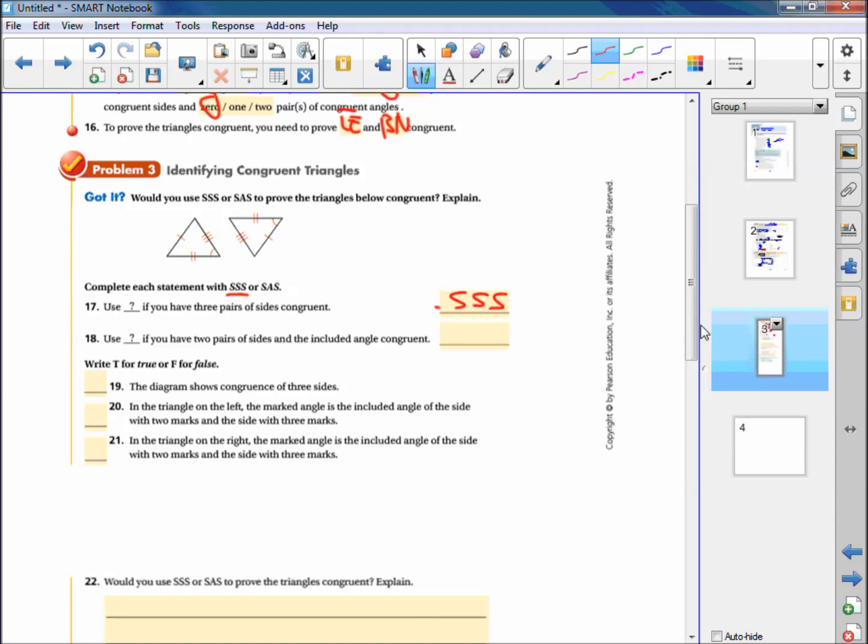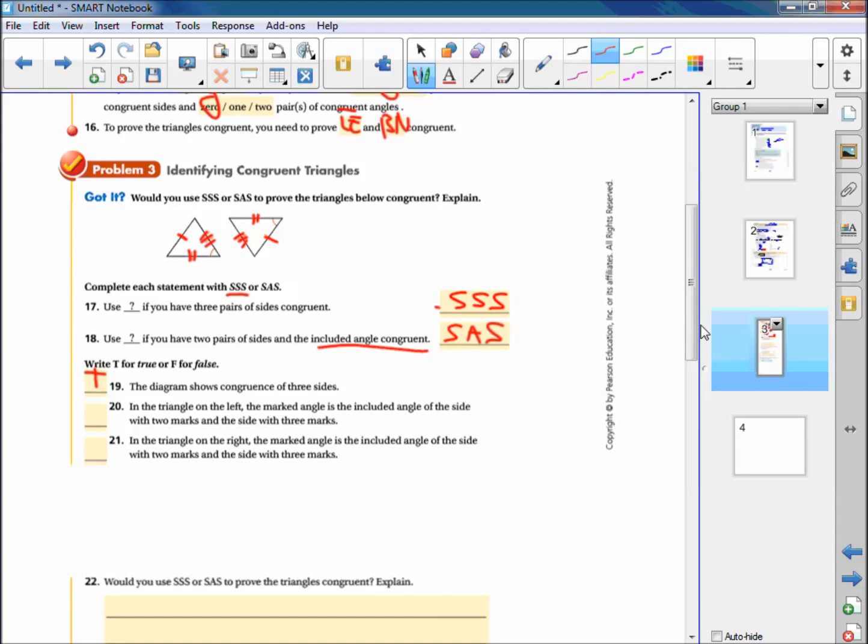And we use, well, I'm going to guess the other one, if you have 2 pairs of sides and the included angle. So we have to make sure we have that included angle, not just an angle. All right. So the diagram shows congruence of 3 sides. Well, that's true. We have the 1, the 2, the 3, and we have the 1, the 2, and the 3. So I know I could use SSS.